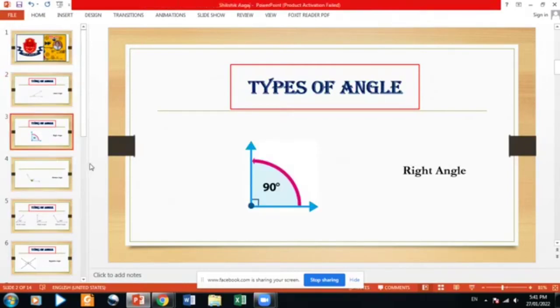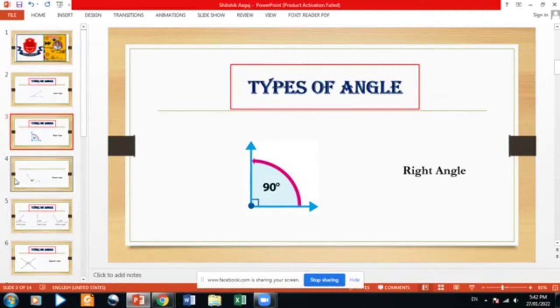As I told you, this is a right angle whose measurement is perfectly 90 degrees. In this angle, one ray is horizontal and another ray is vertical, and they make a 90-degree angle with each other. So this type of angle is known as a right angle. When we make a table, the legs of the table and the platform of the table are at 90 degrees. In our surroundings, we can search where such types of angles are there.